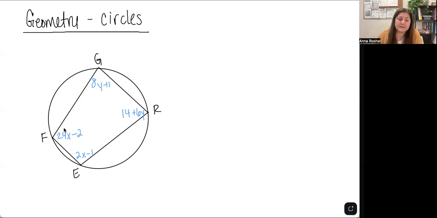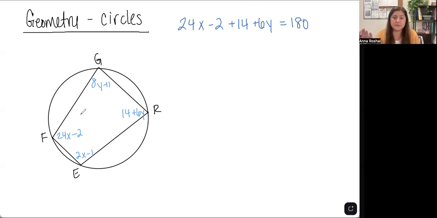Because I know that this degree right here plus this degree right here is actually half of this arc and half of that arc, right? So I know that if I do 24x plus 14 plus 6y, that's actually going to give me 180, because all of these four angles are inscribed angles, and the arcs that they open up to are going to be half of their value, right? So if I have two of them that open up to a full circle, half of the value of the full circle is 180 degrees.